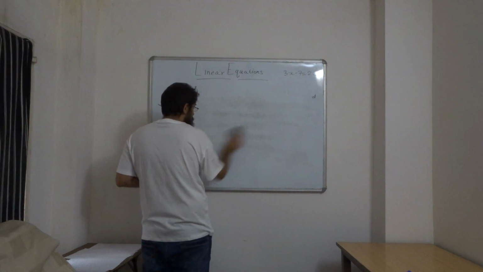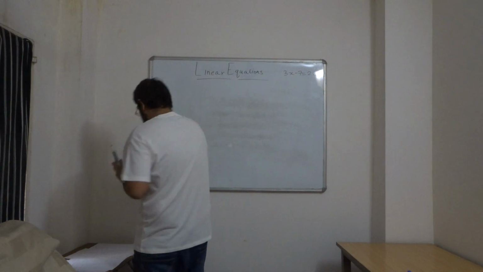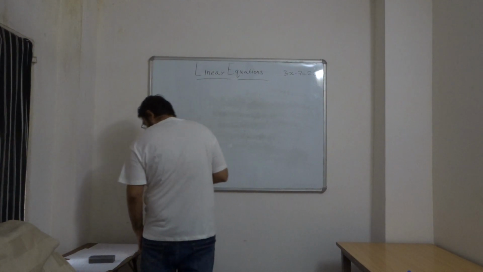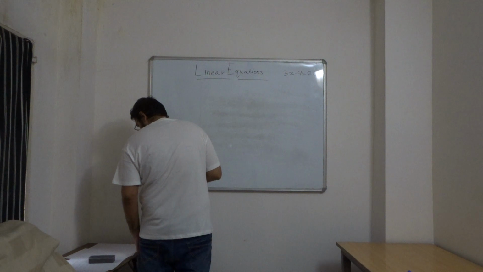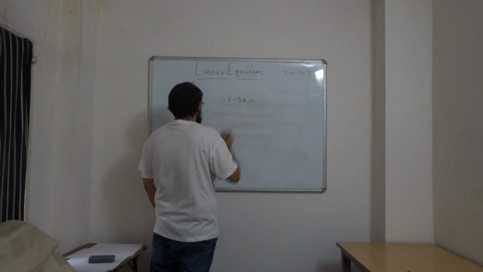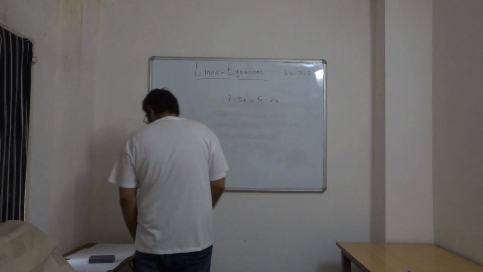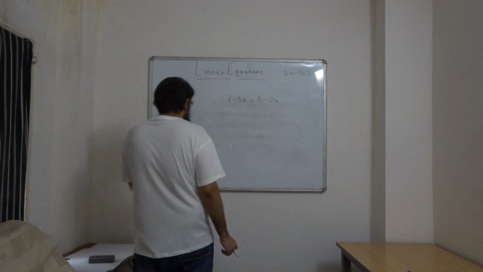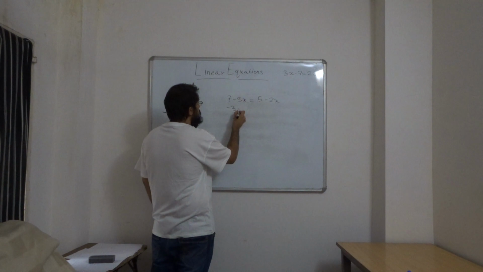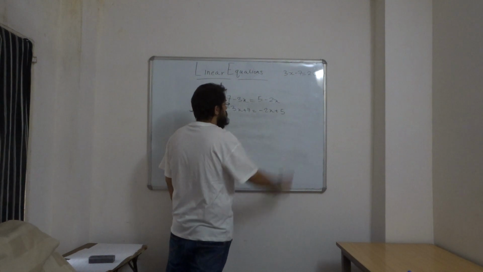So now guys, let's do 2 more examples like this to give you the confidence. So you have 7 minus 3x equals 5 minus 2x. Now guys, before you solve this one, let me just rewrite it to avoid confusion. So negative 3x plus 7 equals negative 2x plus 5.